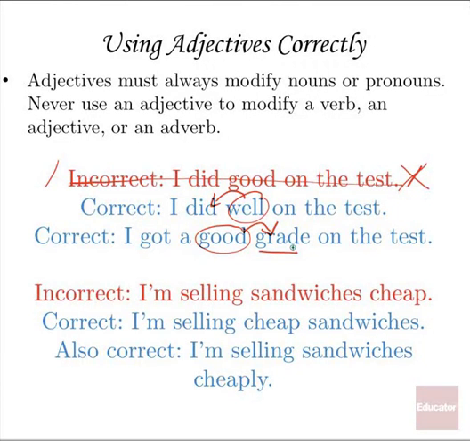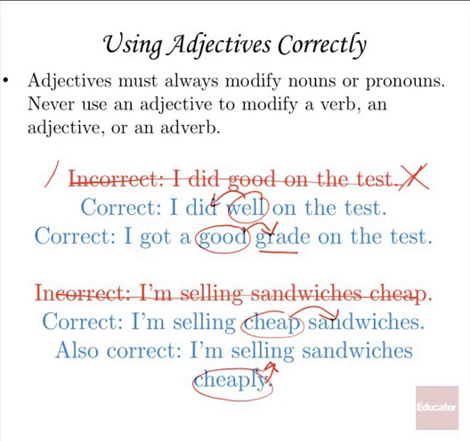All right, here's another one that I hear. "I'm selling sandwiches cheap." We often say that we're selling something cheap in English, especially American English. It is incorrect. It is correct to say, "I'm selling cheap sandwiches," using cheap as an adjective to modify the noun sandwiches, or to say, "I'm selling sandwiches cheaply." Cheaply is an adverb modifying selling. How am I selling? I'm selling cheaply. So, depending on what you're actually describing, are you describing the sandwiches or how you're selling them, you should either use an adjective or an adverb. Never mix the two up.